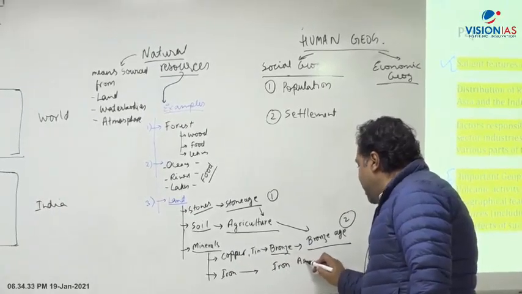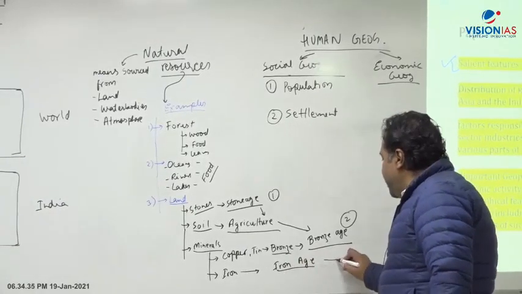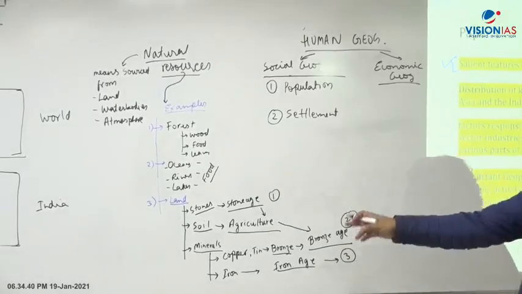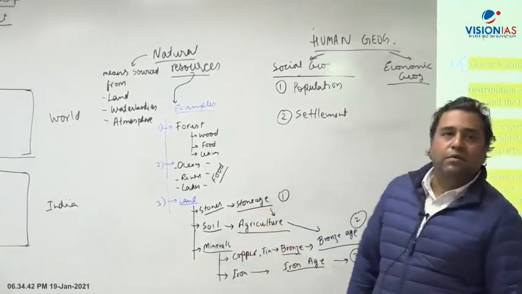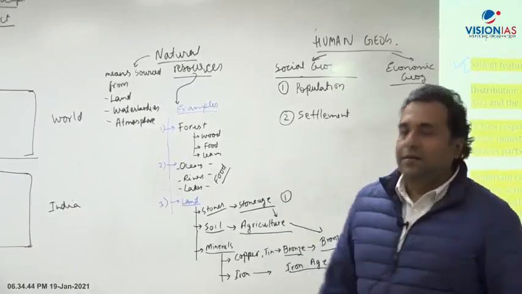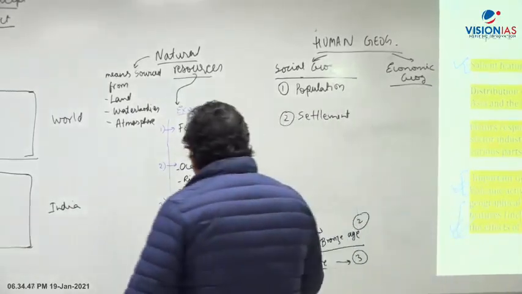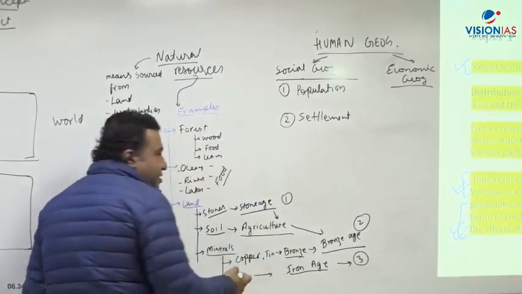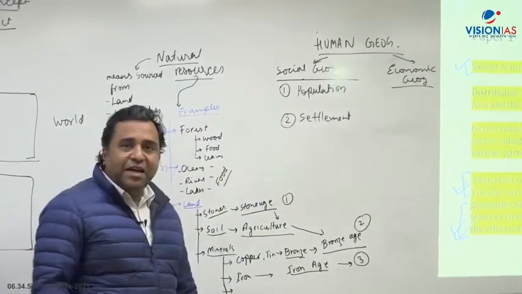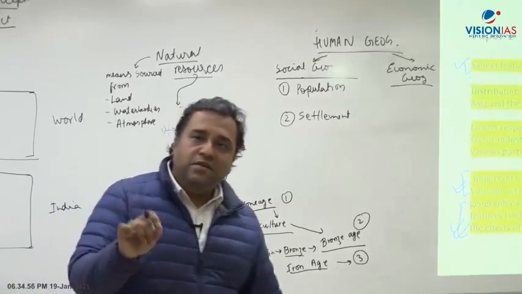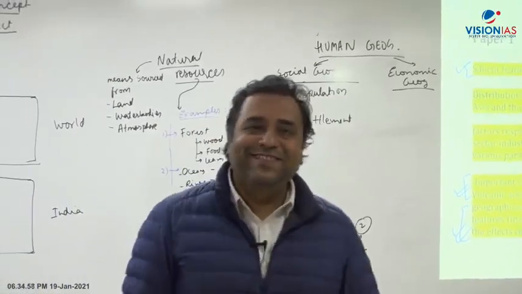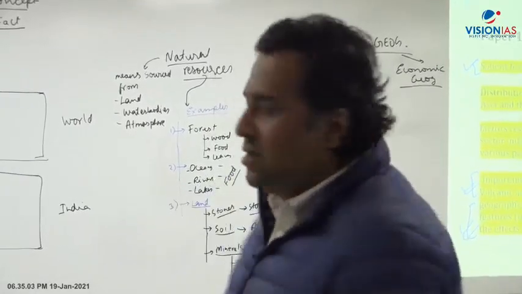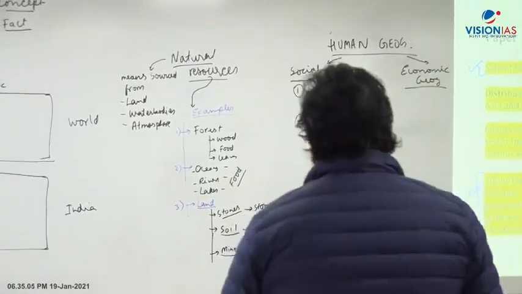Iron Age. Age means these are all history. When you read history, you will come across all this. Where are you getting it from? From the land. Then after iron, which was the next major thing that we got? Iron gave us the Iron Age, and iron also gave us the Industrial Revolution, the modern history of humans. That also comes from iron.